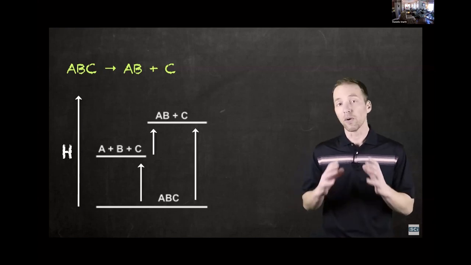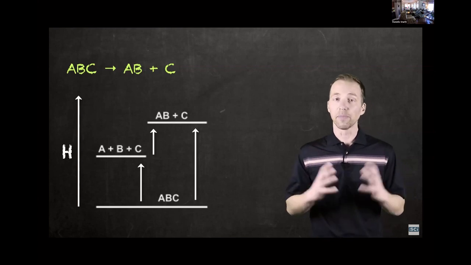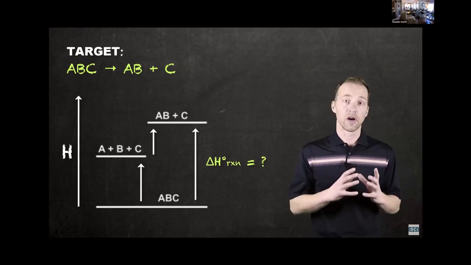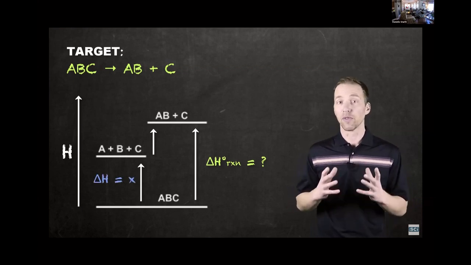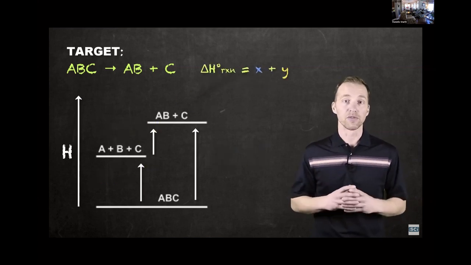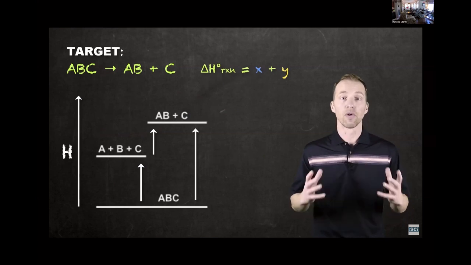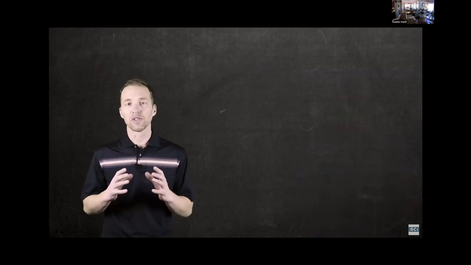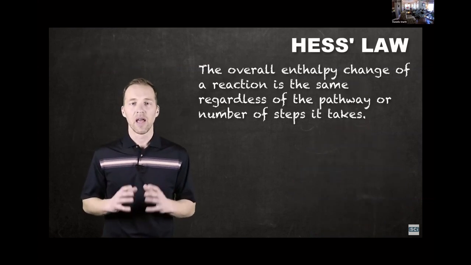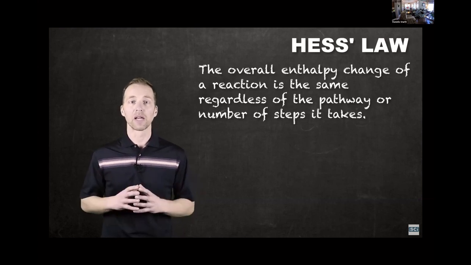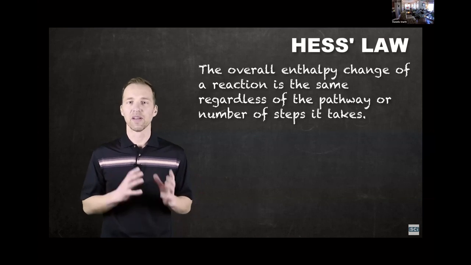And if our goal is ultimately to figure out what the overall enthalpy change is for a particular reaction, and we can figure out what the enthalpy changes are, or if they're already established for those pathways, then we can use the knowledge of the enthalpy changes for those pathways to figure out the overall enthalpy change for our target pathway. And this is what's known as Hess's law. Hess's law basically states that the overall enthalpy change for any given chemical reaction is independent of the pathway that it takes to get there.